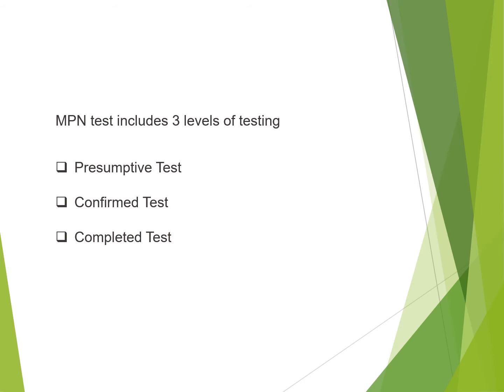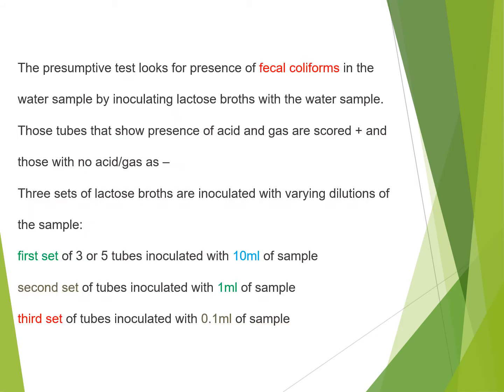MPN test is done by three types of testing. First is presumptive test, second is confirmed test, and last is completed test. Presumptive test looks for the presence of fecal coliform in the water sample by inoculating lactose broth with the water sample. Those tubes that show presence of acid and gas are positive in results, and those with no acid and gas production are negative in results.